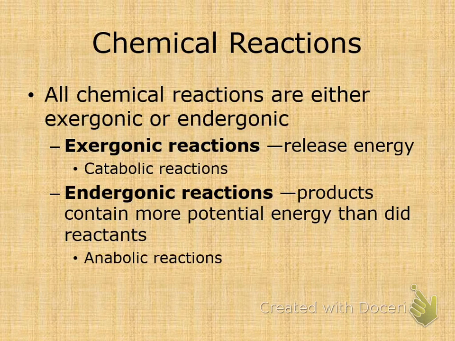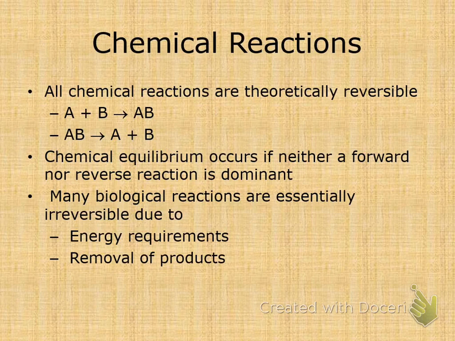So if you take glucose, C6H12O6, there's a lot of potential energy in that molecule. When we break it down, it releases energy. That's exergonic. Okay, it breaks it apart. When we put it together, it's anabolic, or what we call endergonic. The energy is used to make that chemical bigger.